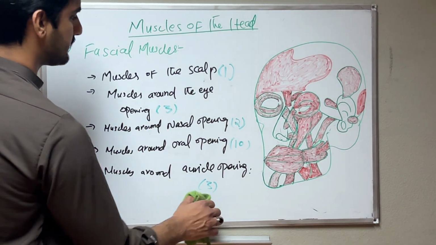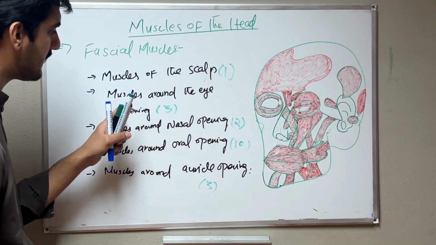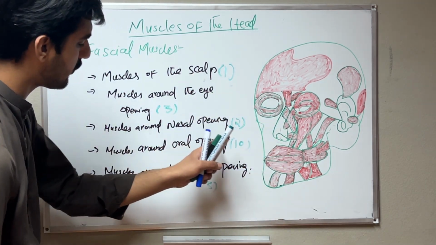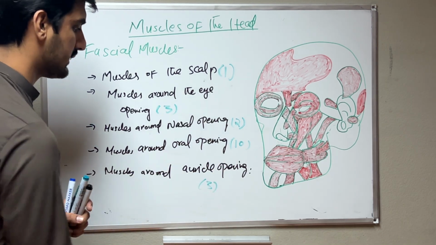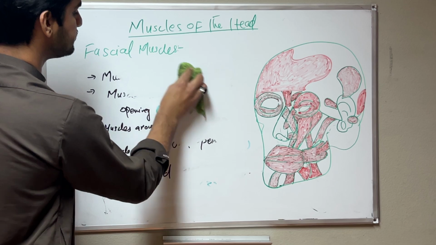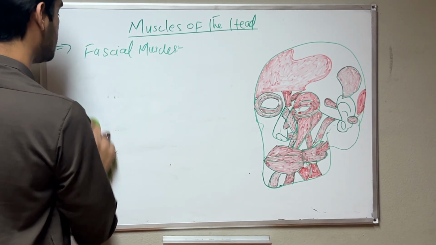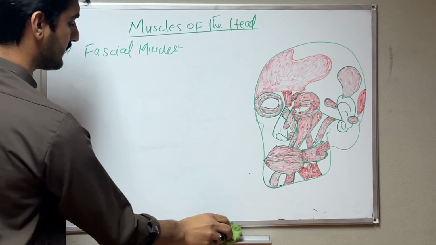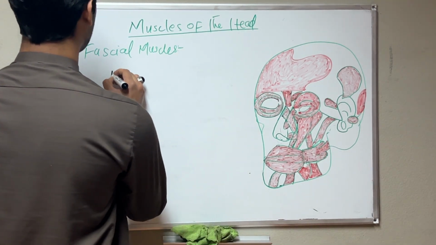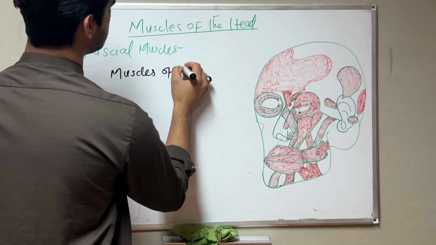As I told you, we divide the facial muscles into 5 sections: muscles of the scalp, around the eye opening, around the nasal opening, around the oral opening, and around the auricular opening. Now we will discuss each section and each muscle. First we will discuss the scalp muscle, the only 1 muscle we have in the skull.